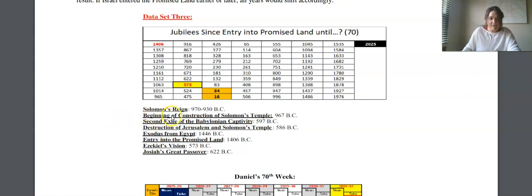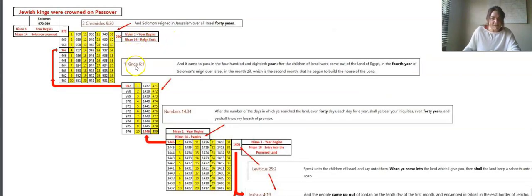So we're going to the next data point here. We have the beginning and ending of Solomon's reign. That is important because we are given another data point as far as when he began to build his temple. And that was 967 BC. How do we derive that date?